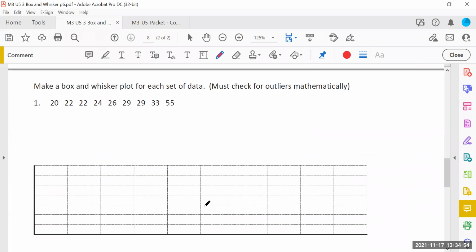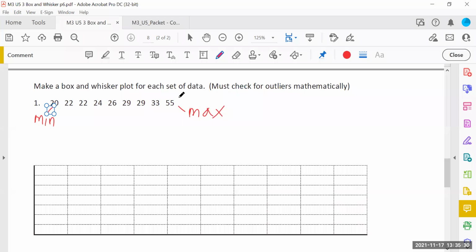Question 1, make a box and whisker plot for the set of data. Check for outliers. To be clear, the 5-number summary doesn't change. The 5-number summary is what it is. It's only when we're drawing the box and whisker plot that we cut out the outliers. Okay? So let's find our 5-number summary, the 5 important points. 20 is my minimum. 55 is my maximum. I have 1, 2, 3, 4, 5, 6, 7, 8, 9 numbers.